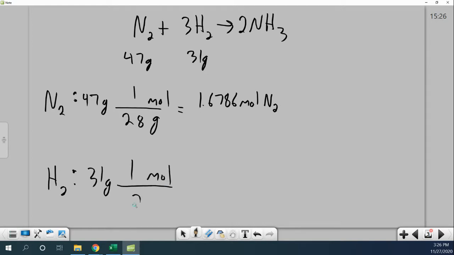All right, hydrogen, 31 grams. 1 mole is 2 grams. Again, roughly, you want to use the full ones when you actually do it, but that gives me 31 divided by 2, 15.5 moles of H2.